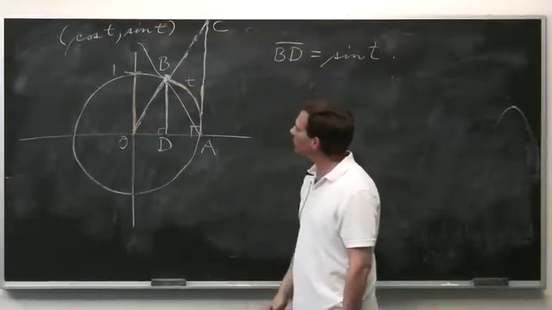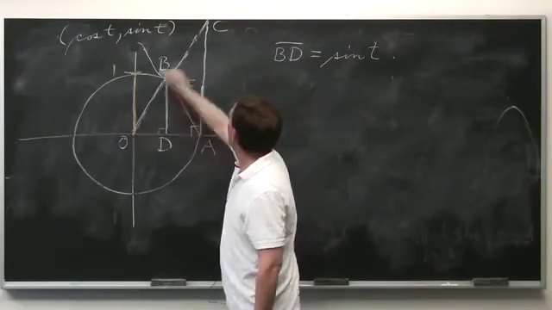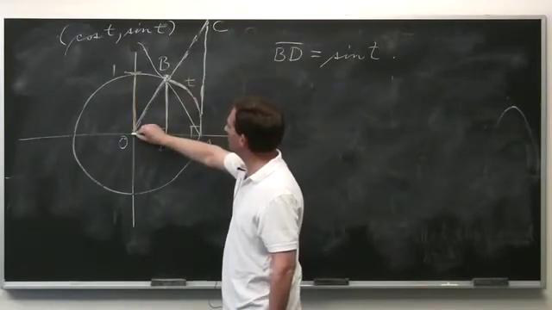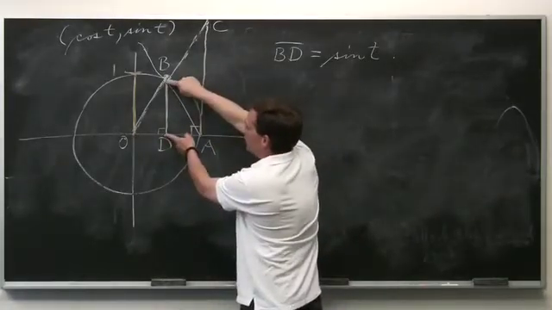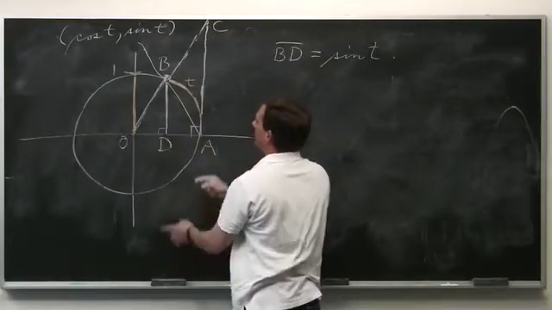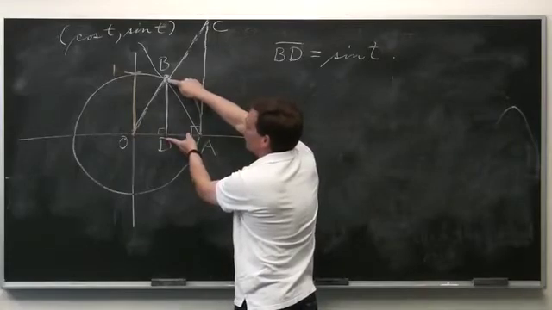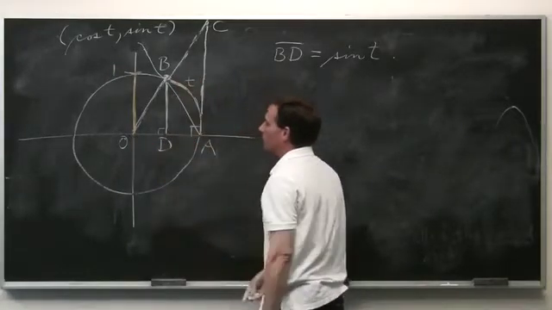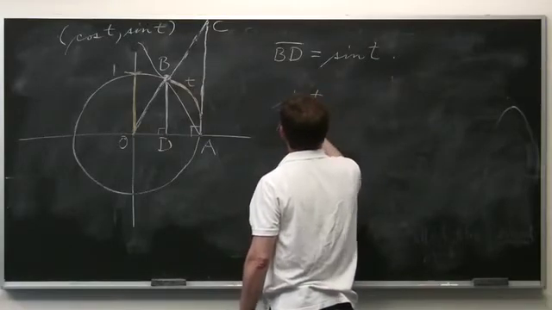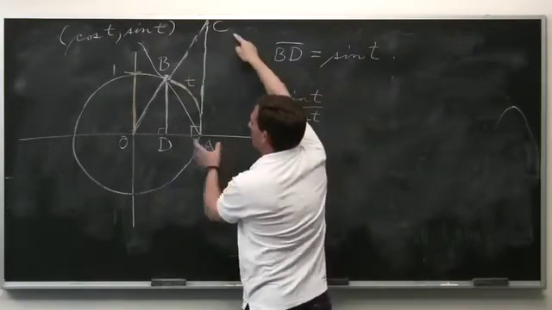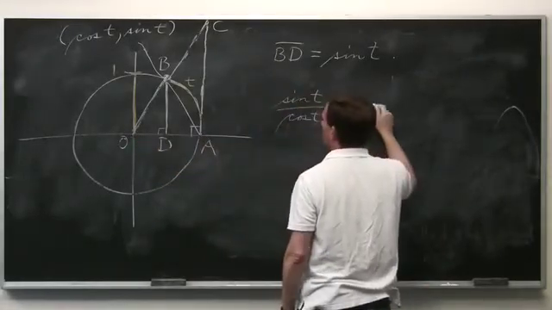Okay, what else do you get from this picture? Well, this big triangle, OCA, is similar to this small triangle, OBD, which means the ratio of this side, BD, to this side equals the ratio of this side to this side. But this side has length sine of t divided by this, which is cosine of t. So we get sine of t over cosine of t equals this length divided by this length, but this length is 1, so this is the length of AC.